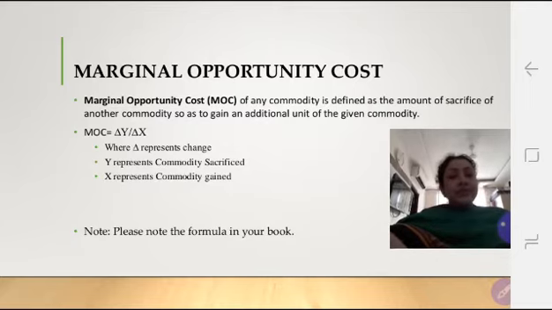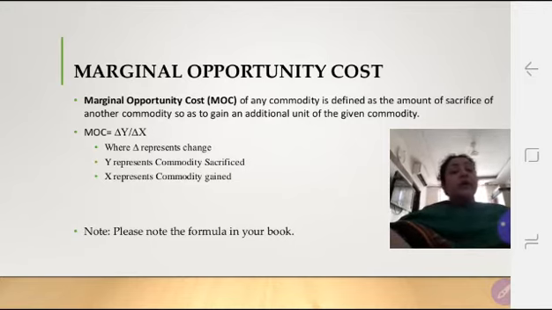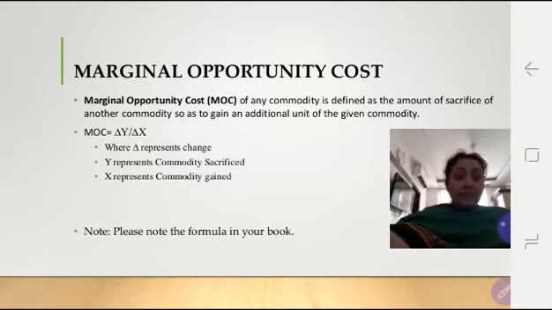Alright, so MOC, as I have already discussed in the class, means change in Y divided by change in X, where Y represents the quantity or commodity sacrificed and X represents the commodity gained. So this is the meaning of opportunity cost and this is the formula that you should remember while studying about PPC.